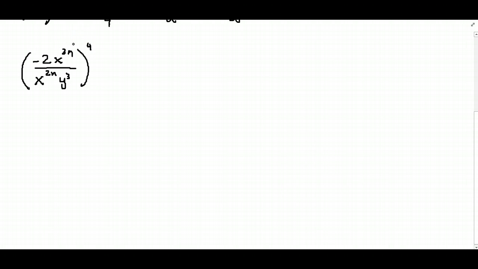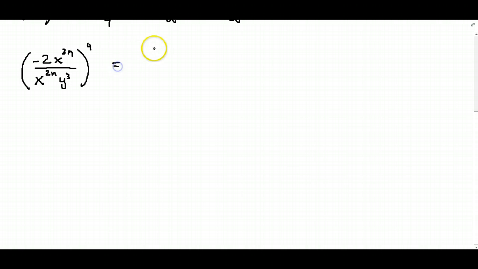So the first thing we need to do is there's two different ways. We can simplify our fraction and then raise it to a power, or we can raise everything to a power and simplify our fraction afterwards. I think we're going to start by simplifying our fraction first. So let's look at this piece by piece. Okay, so we have a coefficient of -2, and if we look at our denominator, there's no other coefficients down there other than 1, so we leave it as is. And now let's look at our x's. We have a base of x, and the numerator is raised to the 3n, and the denominator is raised to the 2n. So we can subtract those.